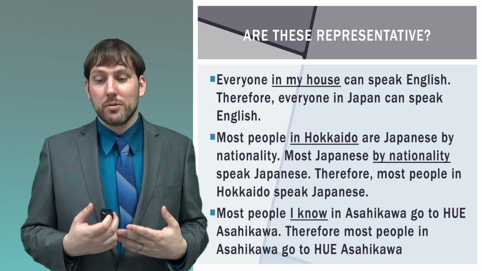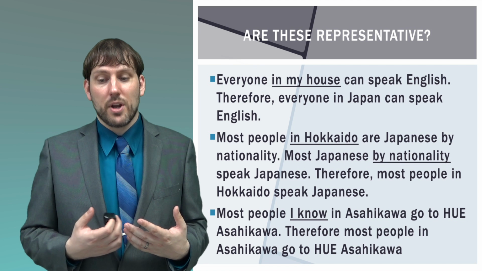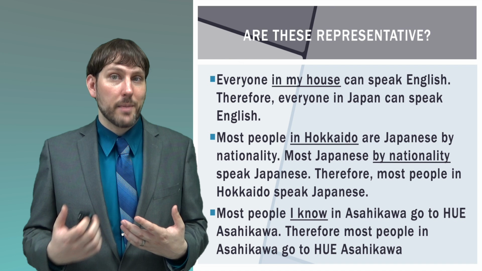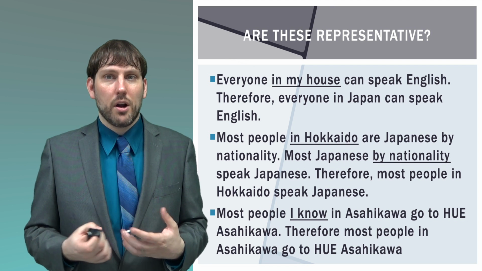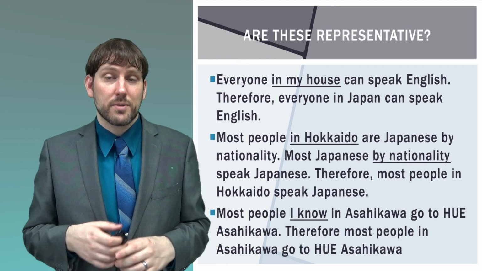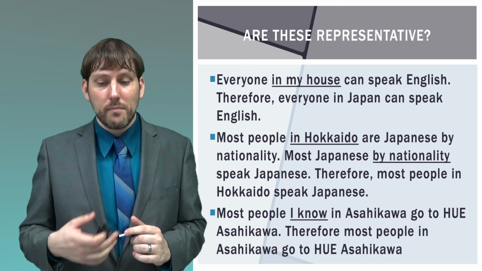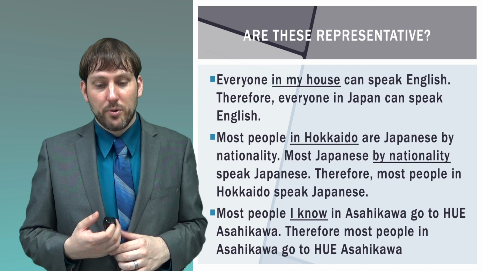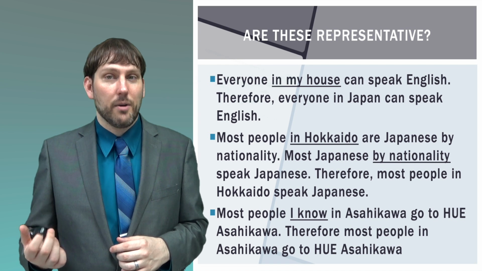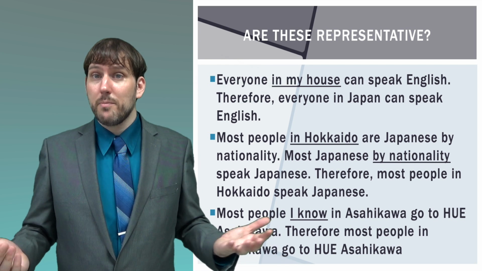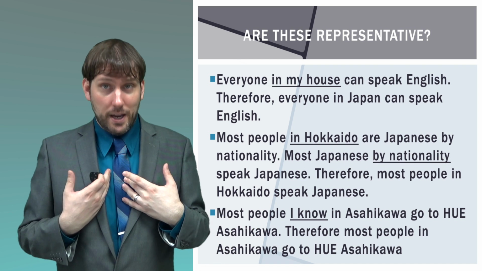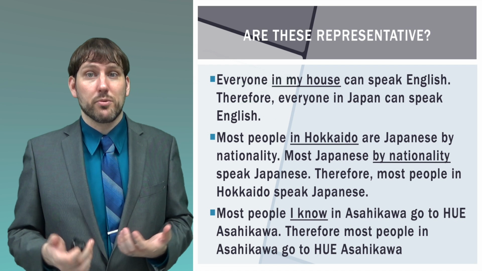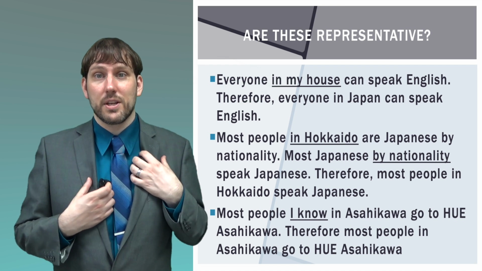Next one, most people in Hokkaido are Japanese by nationality. Most Japanese by nationality speak Japanese, therefore most people in Hokkaido speak Japanese. So here we are combining two "most" claims. This one seems a little bit better. Most people I know in Asahikawa go to HE Asahikawa, therefore most people in Asahikawa go to HE Asahikawa. This seems weak to me because I work at HE Asahikawa, which means that my encounters are more with students and people who work there than the average person in the city.